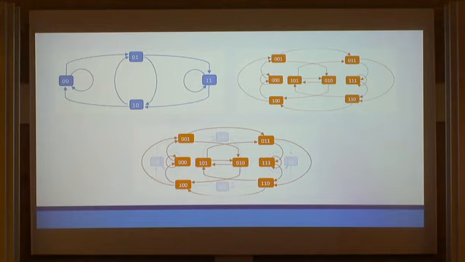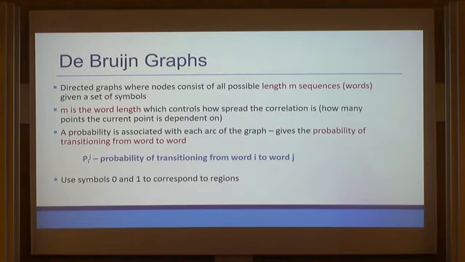And for each of these arrows, we can add a probability, the probability of getting a 1 or a 0, and that is going to be like this here. So you get the probability of going from word i to word j.